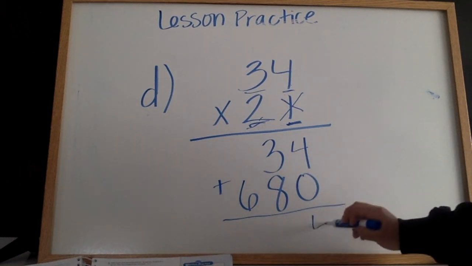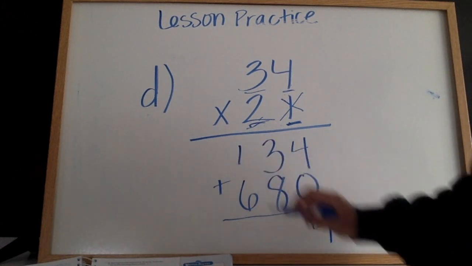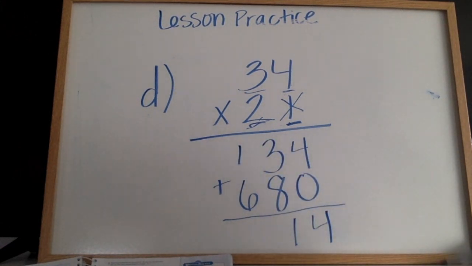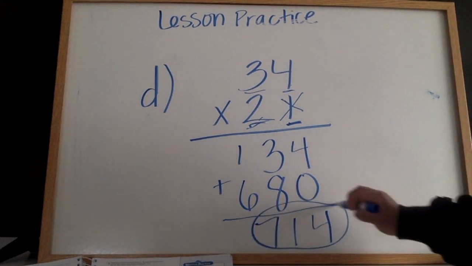4 plus 0 is 4. 3 plus 8 is 11. And 1 plus 6 is 7. So my product for 34 times 21 is 714.